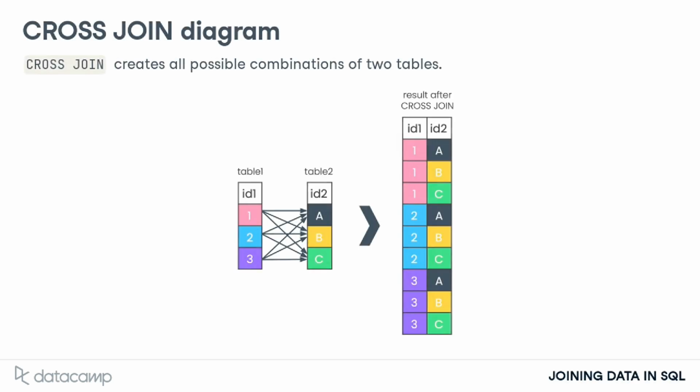Now that we've worked with inner joins and 3 types of outer joins, we'll be checking out cross join. Cross joins are slightly different than joins we've seen previously. They create all possible combinations of 2 tables. Let's explore the diagram for a cross join. In this diagram, we have 2 tables named Table 1 and Table 2 with 1 field each, ID 1 and ID 2 respectively. The result of the cross join is all 9 combinations of the ID values of 1, 2, and 3 in Table 1 with the ID values of A, B, and C for Table 2.